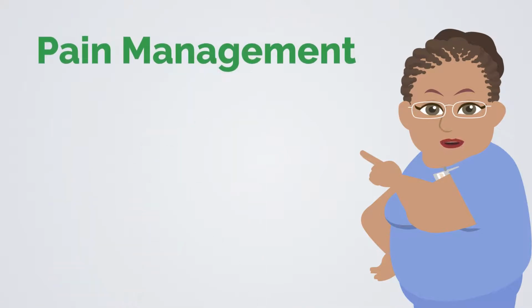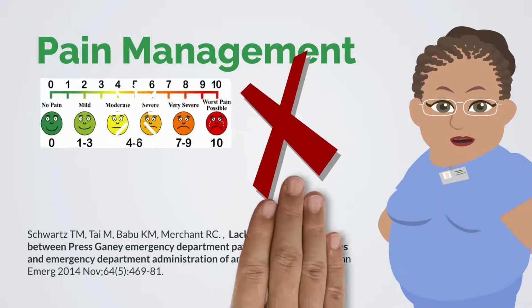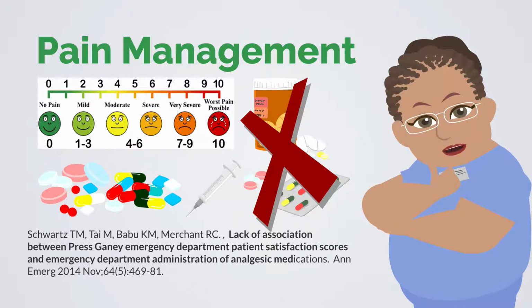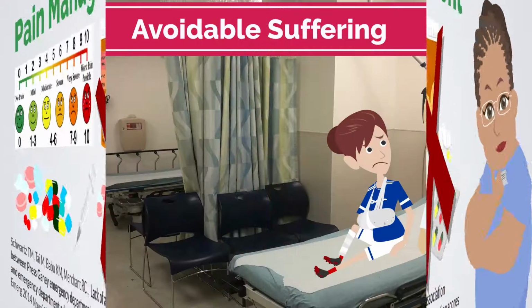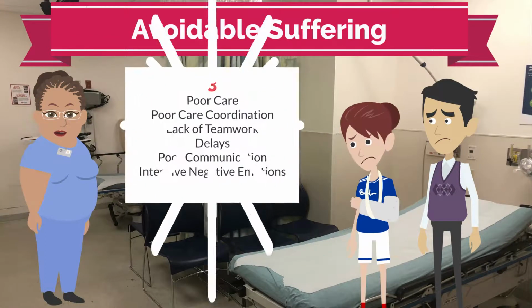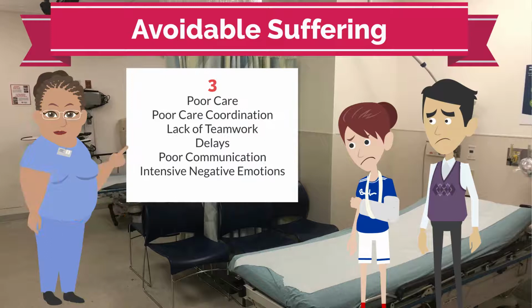Research shows that patient satisfaction scores on pain management were not primarily based on patient receiving pain medications. There are other factors that appear to be more important. And that brings us to the third type of suffering. The third is avoidable suffering, which is caused by poor care coordination, lack of teamwork, delays, poor communication, intensive negative emotions.